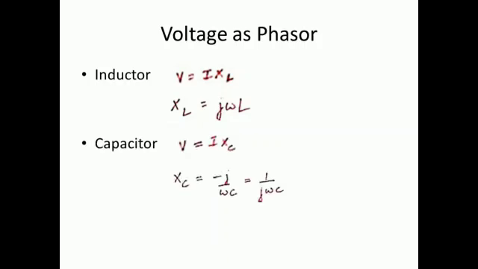Similarly, in the case of the capacitor, the potential difference is simply expressed as the current I times the capacitive reactance XC, and since the voltage across the capacitor lags the current passing through it by 90 degrees, the capacitive reactance 1 by omega C can be written as minus j by omega C, or therefore can be further expressed as 1 by j omega C. This will make the voltage V across the capacitor lag the current by 90 degrees.